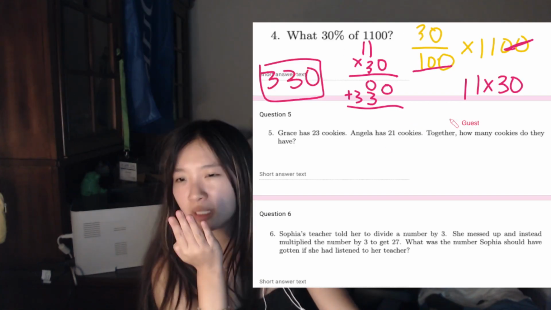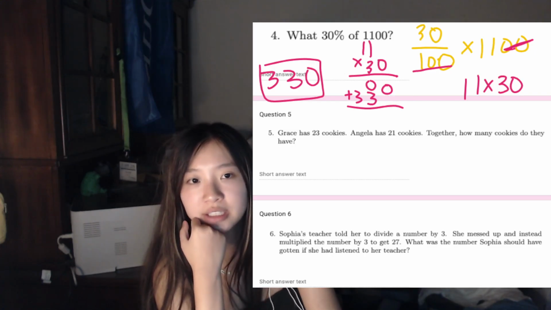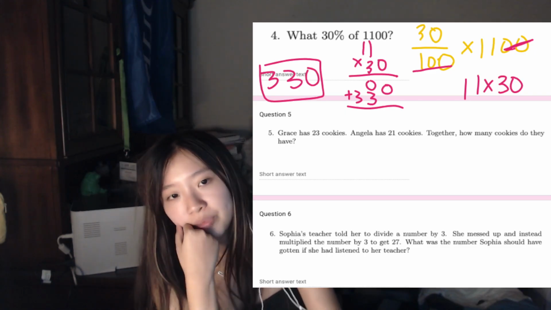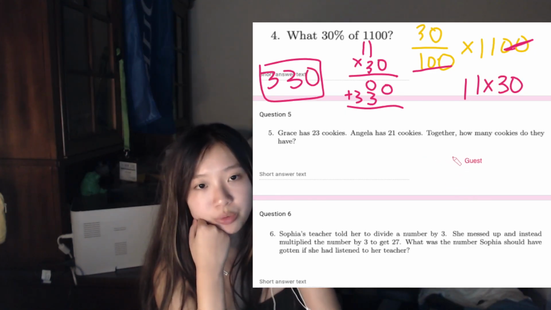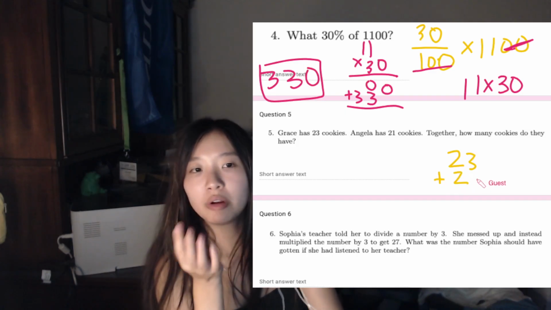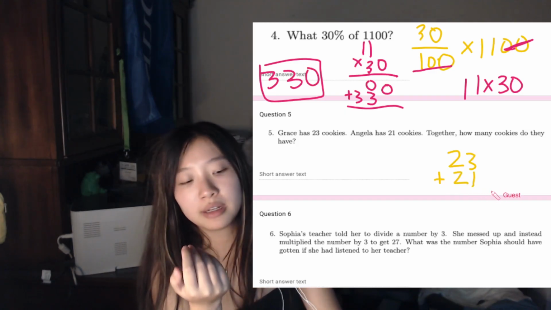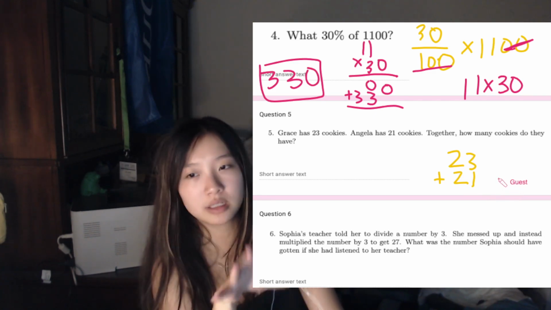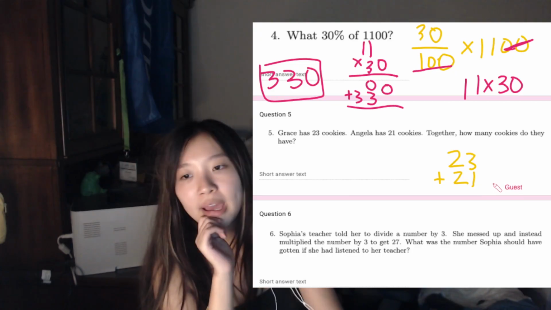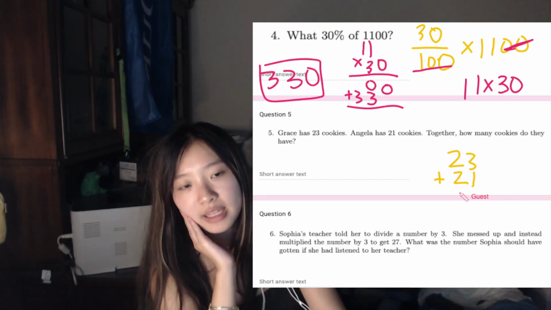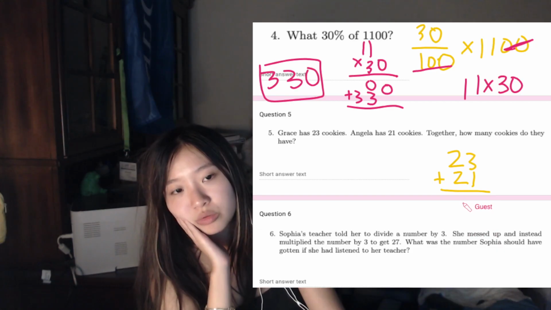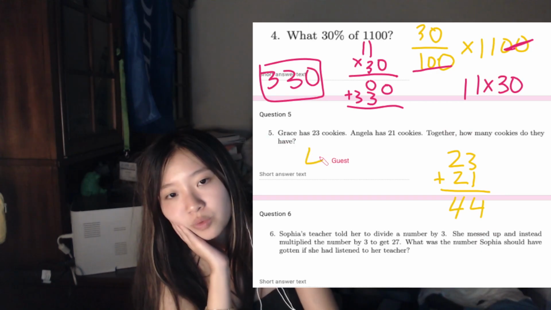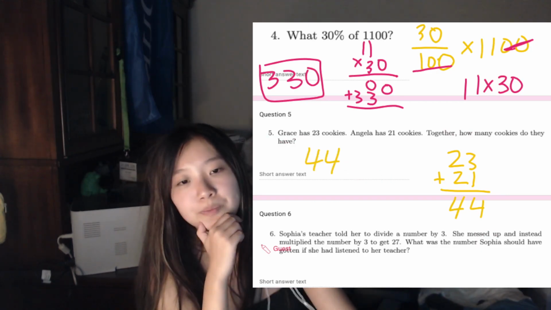The next one's a little simpler. Grace has 23 cookies. Angela has 21. How many cookies do they have all together? Well, this is going to be some addition here. We have 23 plus 21. And actually, if you notice this, question 5 has been a lot easier than the previous question. So this is why you shouldn't give up. There's always going to be a question you can solve somewhere along the way if you don't give up. So yeah, continuing this, 23 plus 21. Let's go units digit 4. Tens place 4. Final answer 44. They have 44 cookies in total.